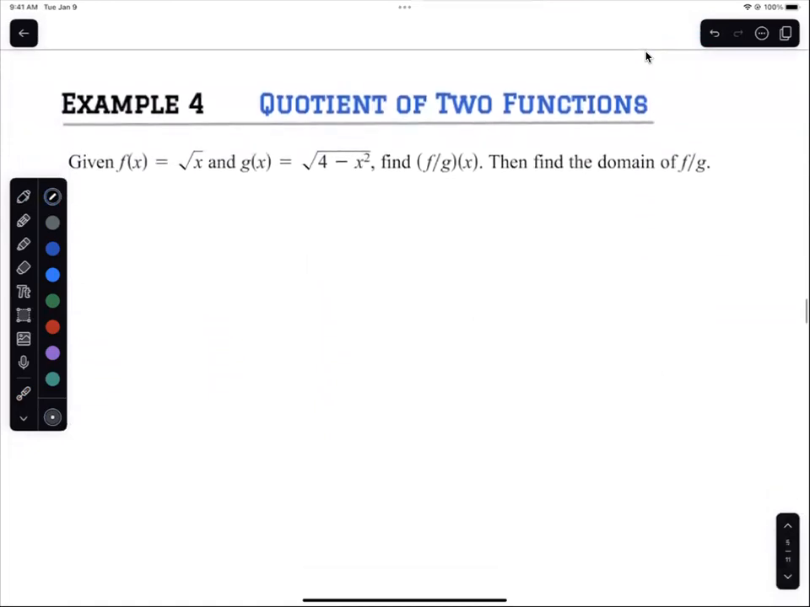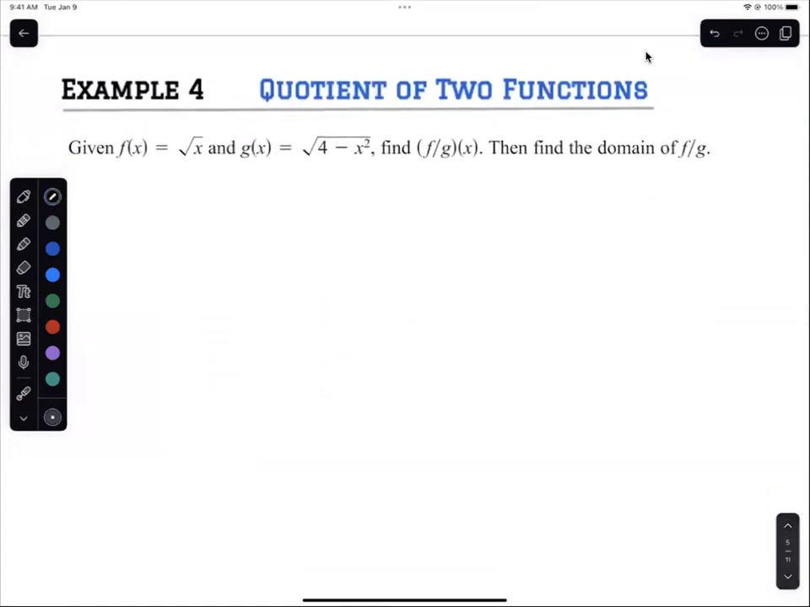All right, quotients. So division now. Given f of x is equal to the square root of x and g of x is the square root of 4 minus x squared, find f over g of x and then state the domain. So this time it's not asking us to evaluate. We could if it asked us to, but we don't have to worry about it if they're not asking us to. So for something like this, order matters.